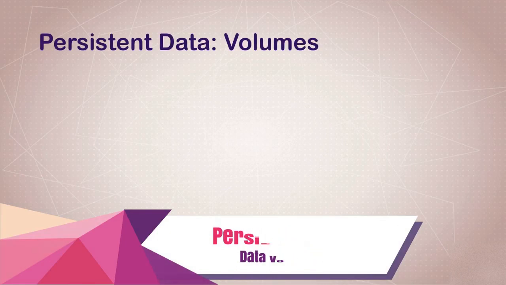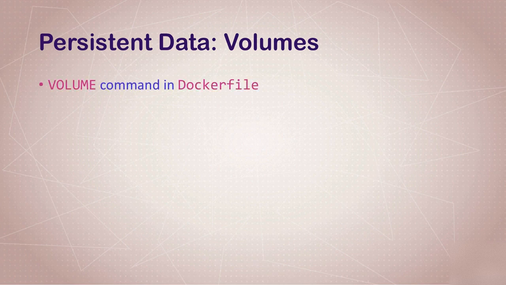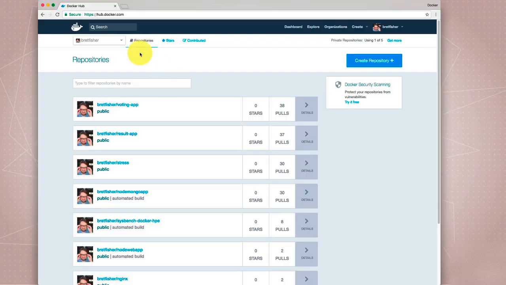All right, volumes seem pretty simple up front, but there's actually a lot to it. So the first way you can tell a container that it needs to worry about a volume is in a Dockerfile. And let's go check some of those out. So I'm just gonna do what I do a lot, and I'm gonna search for MySQL.